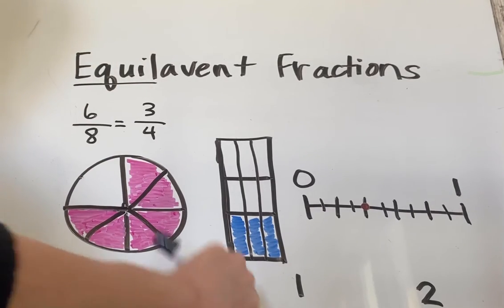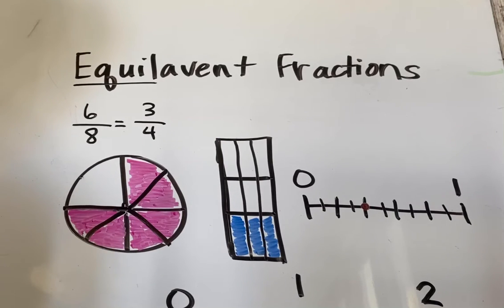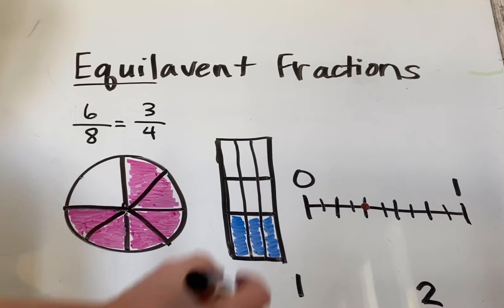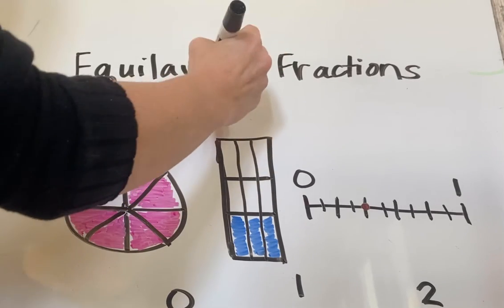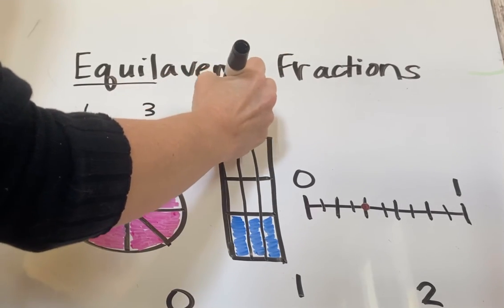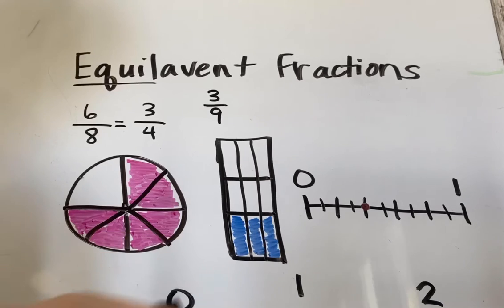Let's try this bar. This bar has what? What's the name of the fraction? How many equal pieces and how many are shaded? Pause your screen, write that fraction. You should have written 3 out of 9. 3 out of 9 equal sections are shaded blue.